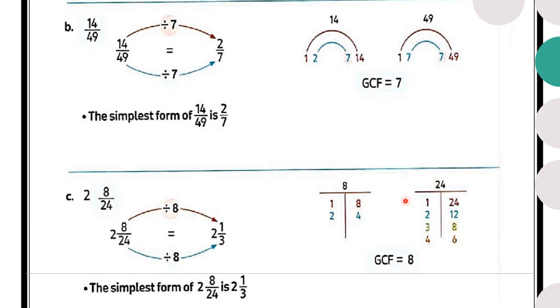Now in 24, as we said in the first term, 1 times what? 1 times 24. And 2 times 12. 3 times 8. 4 times 6. Now here the greatest common factor between 8 and 24 is 8. So we will divide by 8 for both numerator and denominator. So 8 divided by 8 will be 1. 24 divided by 8 will be 3. So 2 and 8 over 24 equals 2 and 1 over 3. Now the simplest form of 2 and 8 over 24 is 2 and 1 over 3.